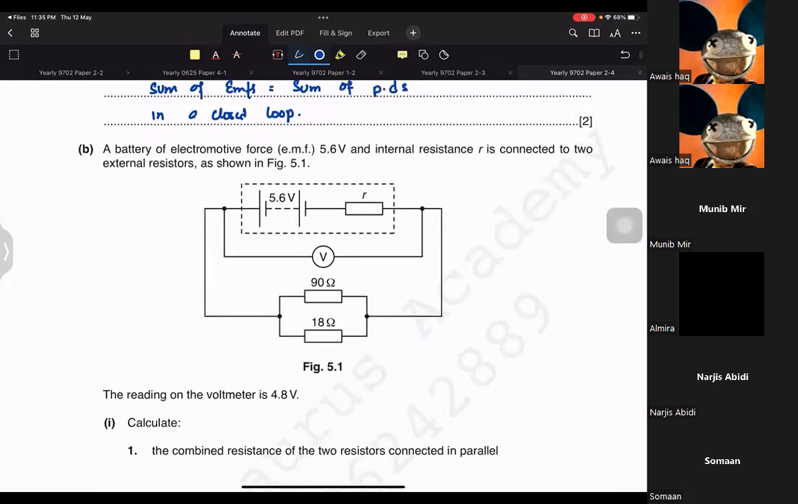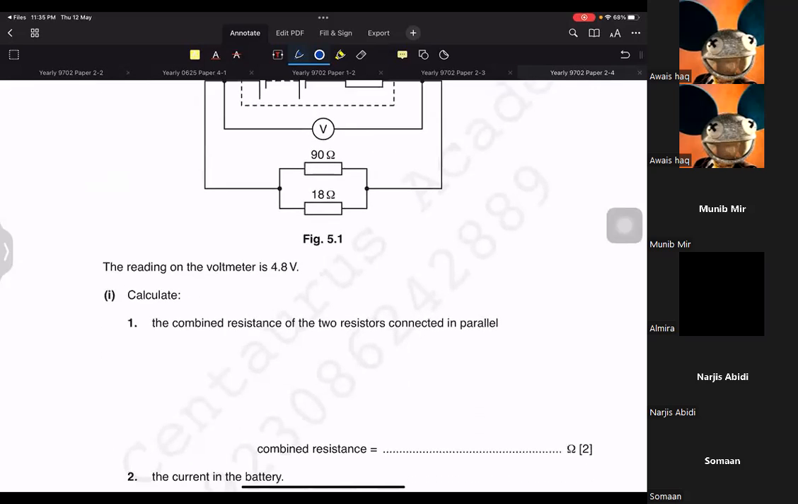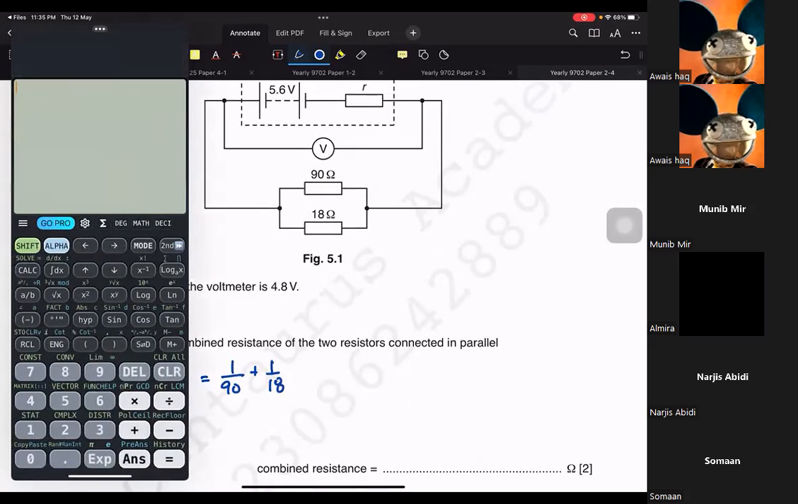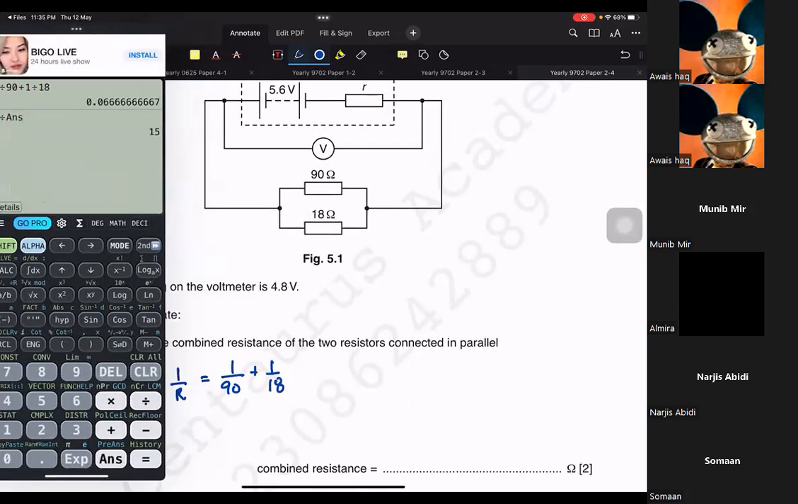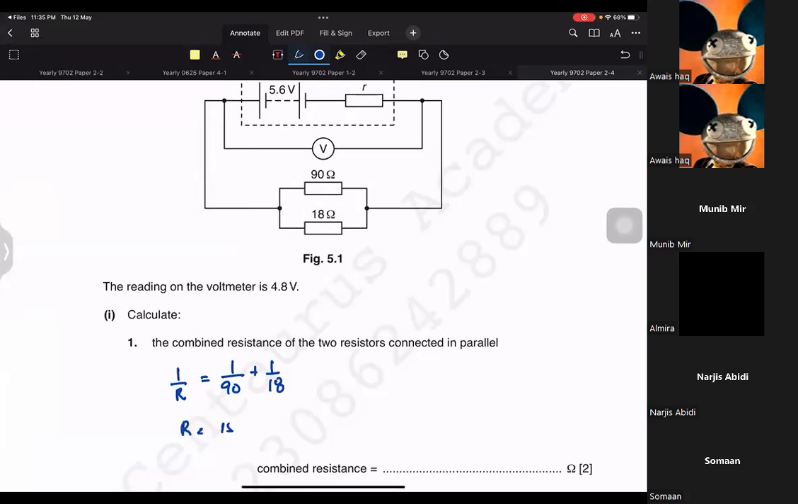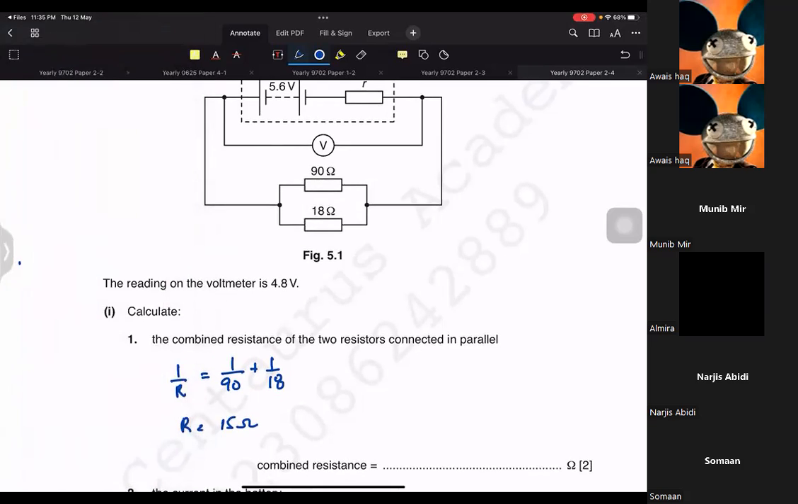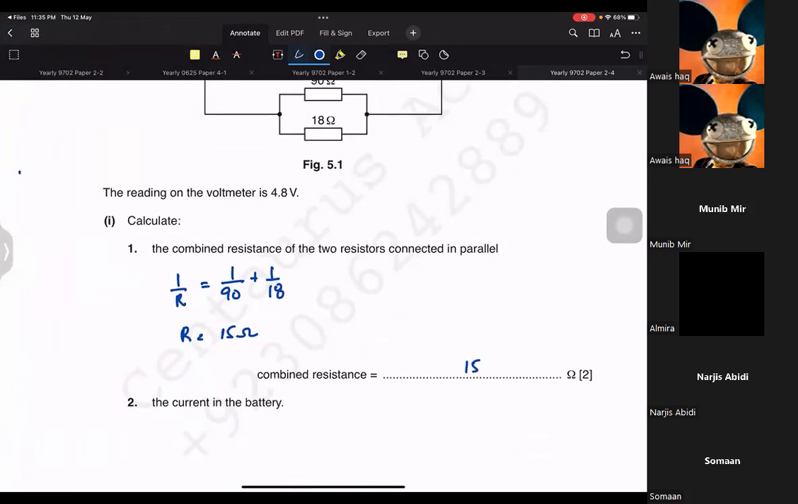Now, they have this. The combined resistance of two resistors connected in parallel. This is super easy. So you just do this and then put it equal to 1 upon R. So you say 1 upon 90 plus 1 upon 18 and then 1 upon answer. Why? Because I have to take the reciprocal of R, right? So that's 15 ohms. 15 is already 2 significant figures.